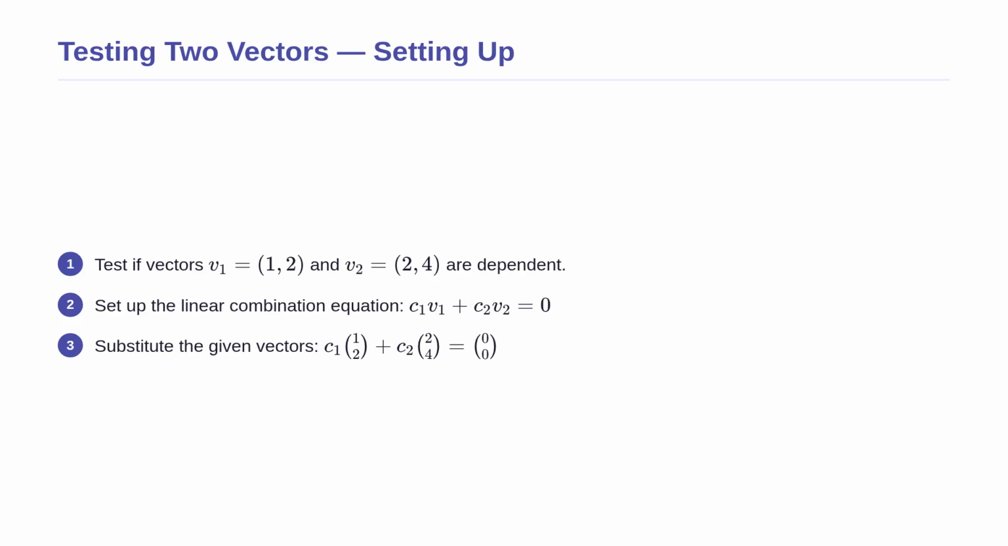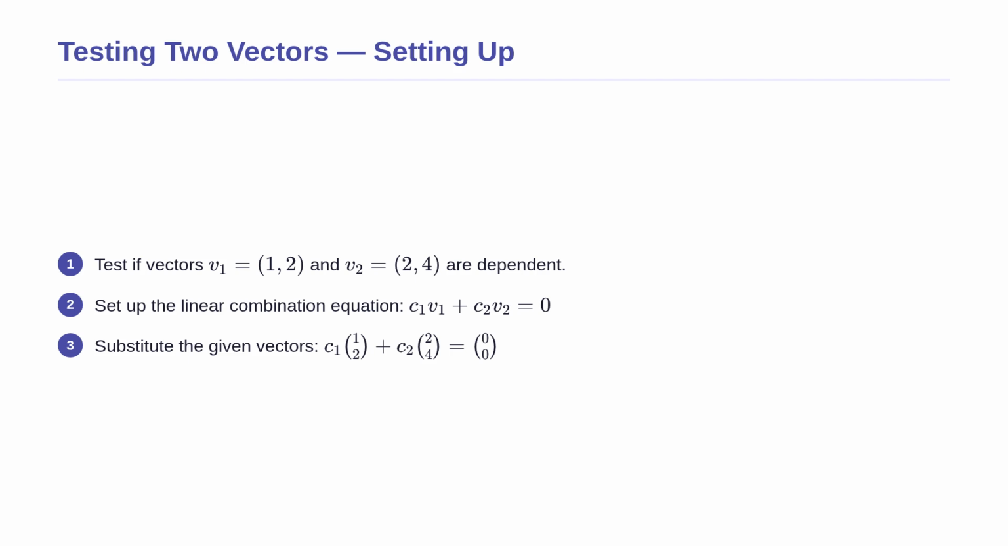Now that we have a visual understanding, let us test this algebraically with a concrete example. We are given two vectors. v1 is (1, 2) and v2 is (2, 4). We need to determine if they are linearly dependent or independent. To do this, we choose a formal definition equation. We want to see if we can find scalar numbers c1 and c2 where at least one is not 0 that make the equation true.